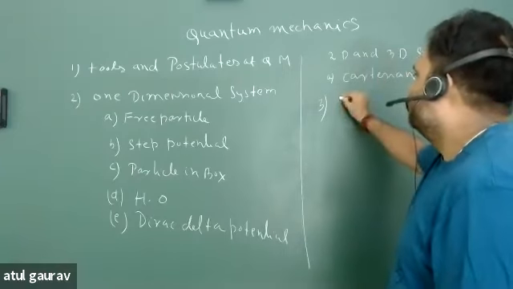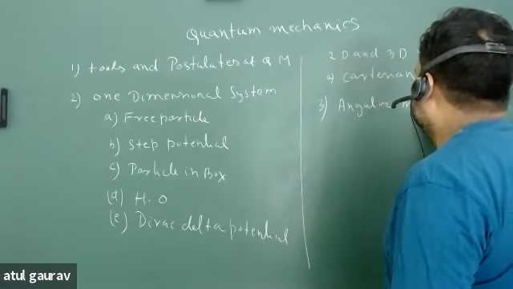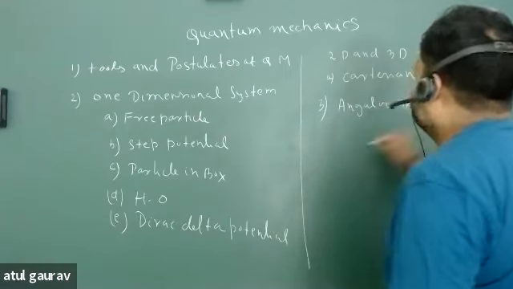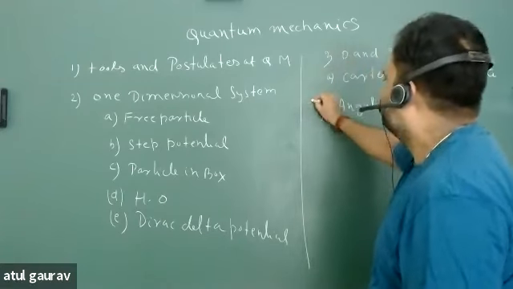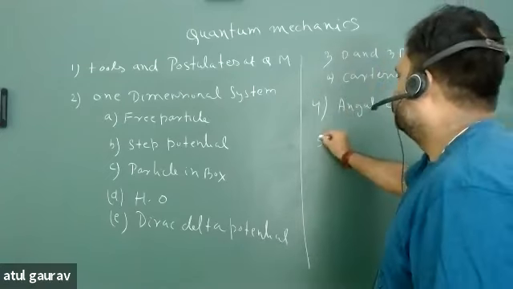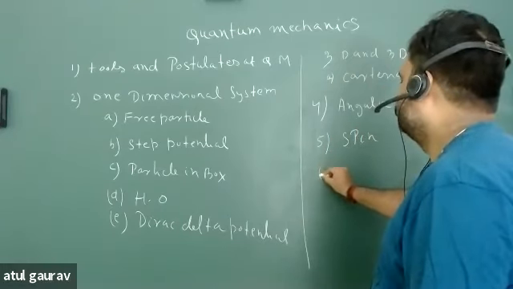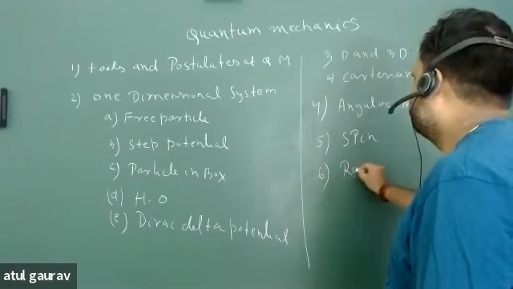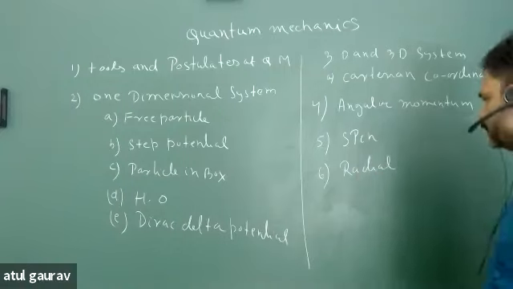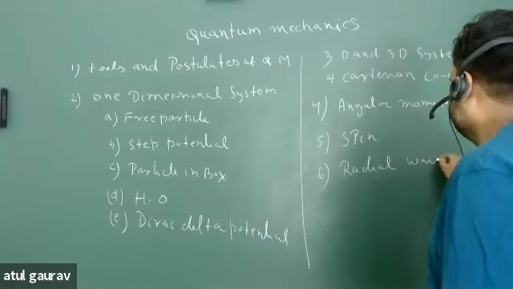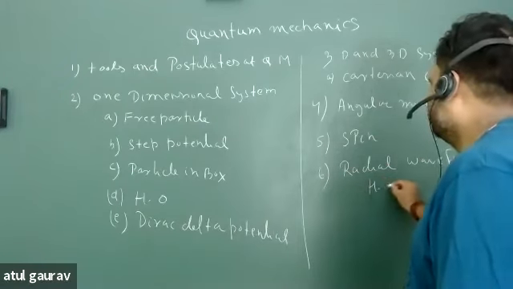So we have to learn angular momentum. Then this is the third one, and this one is the fourth one. And then we will try to learn the spin. Then we will try to learn the radial part. These are the rotational symmetry, and this is the translation symmetry. Radial wave function. In the radial wave function, we will learn the hydrogen atom.